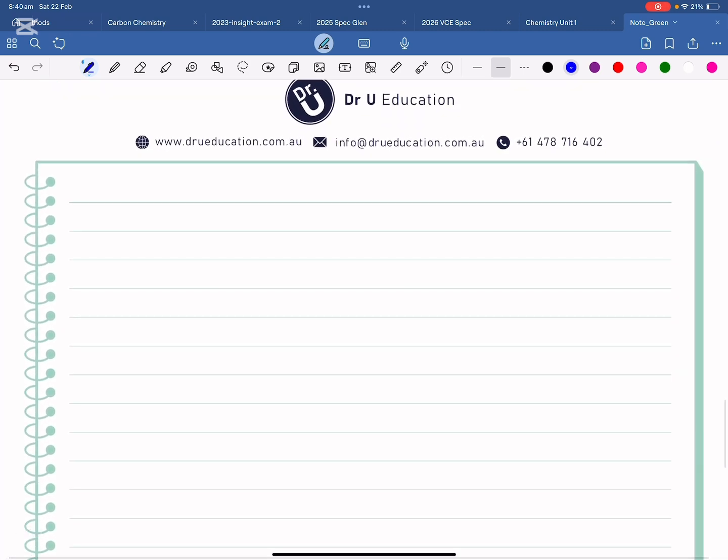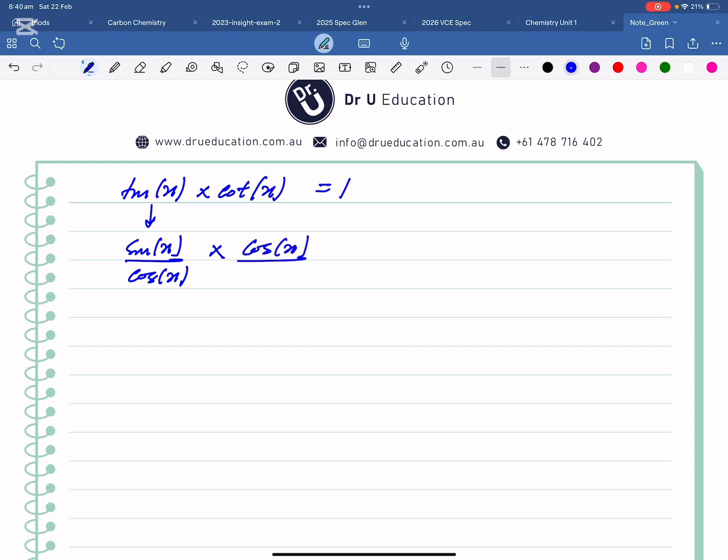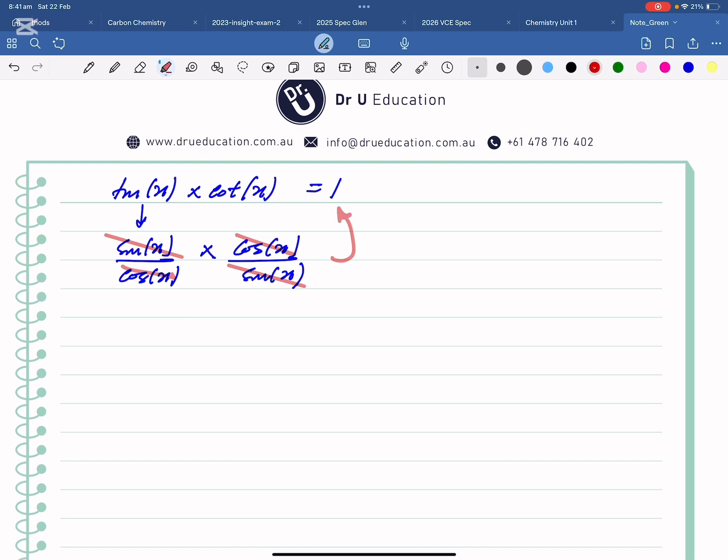So now we know this. I'm doing the same thing again and again, so you will understand better. This we know, the reciprocal concept. Now what is tan x? Tan x is equal to sin x divided by cos x multiplied with cot x, and cot x is equal to cos divided by sin. Can you see the cancellation? It becomes 1. Right?